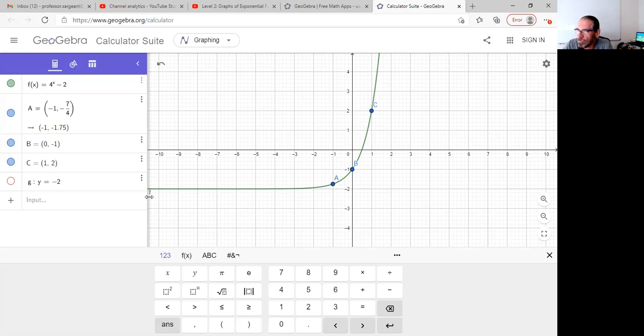We would have arrows at either end telling us that the domain is going to be all real numbers. And because of the shift down 2 units, that takes the horizontal asymptote y equals 0 and pushes it down to y equals negative 2. That's going to change the range. Instead of starting at 0 and going above, it's going to start at negative 2.